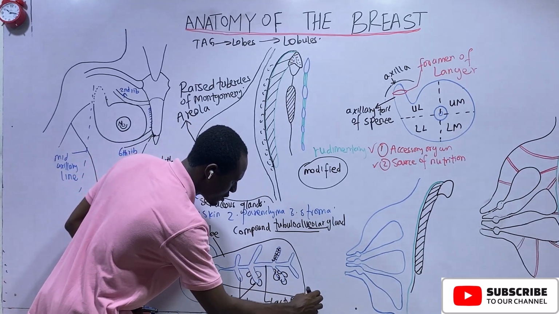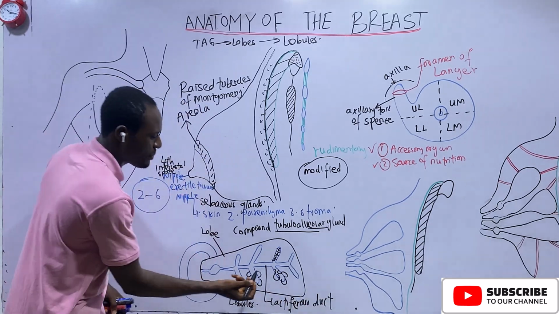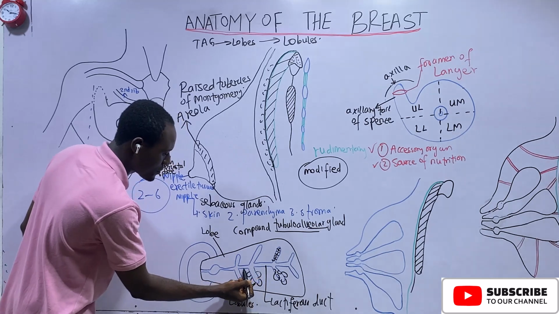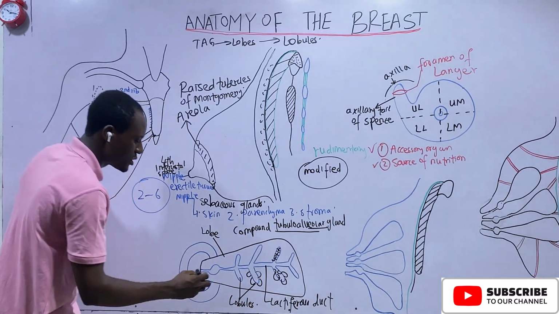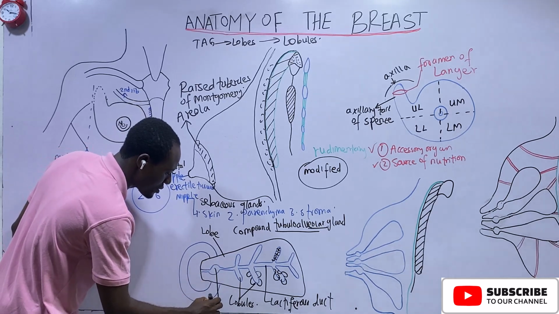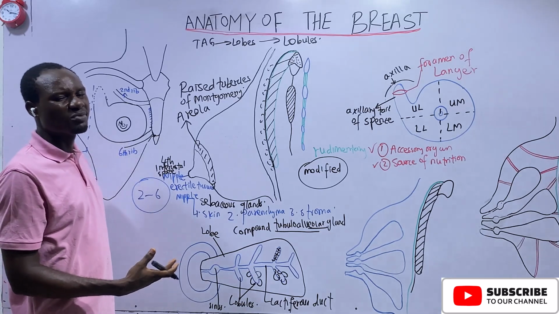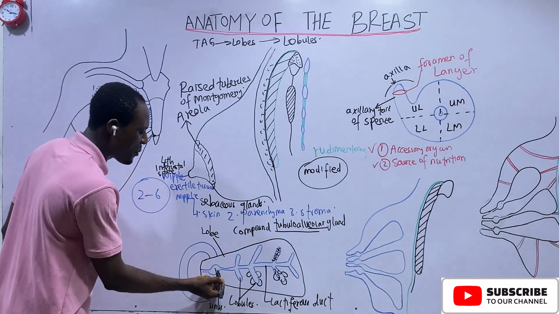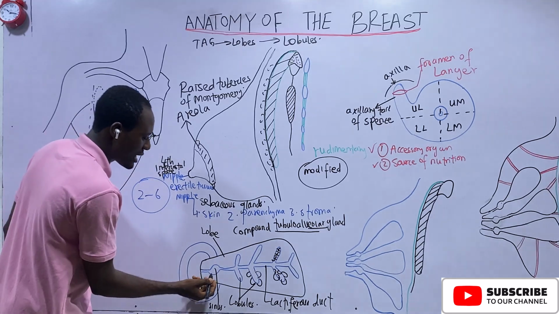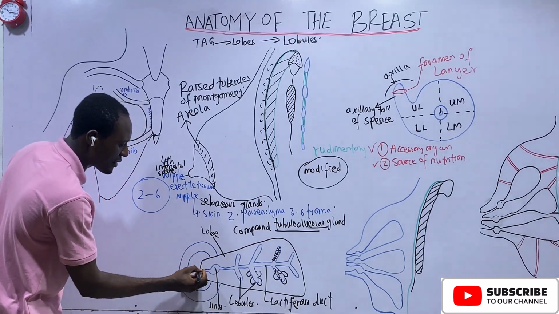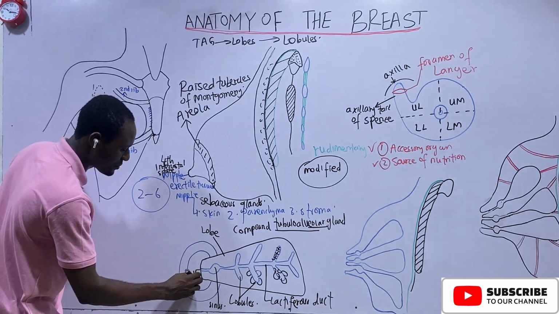Lactiferous duct. Its major function is lactation. So it passes through the lactiferous duct and enters the lactiferous sinus. So the lactiferous sinus is simply a point for the temporary storage of milk during breastfeeding. And from the lactiferous sinus, it exits through the nipple.